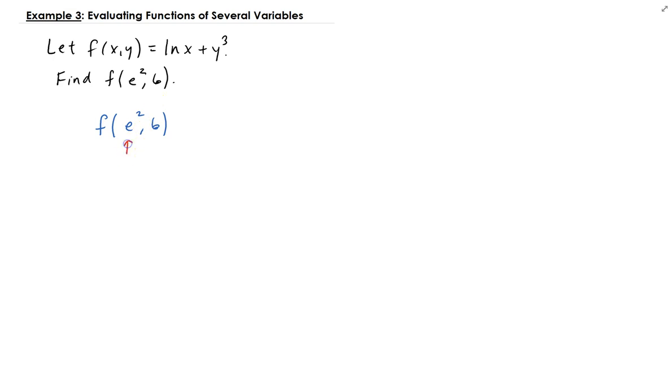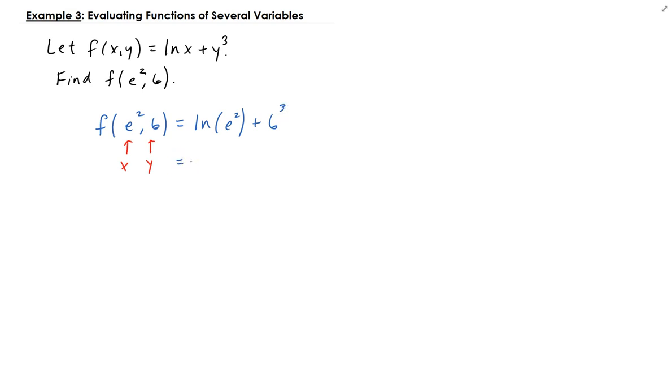So this is your x input. This is your y input. So you're going to have natural log of e squared plus 6 cubed.